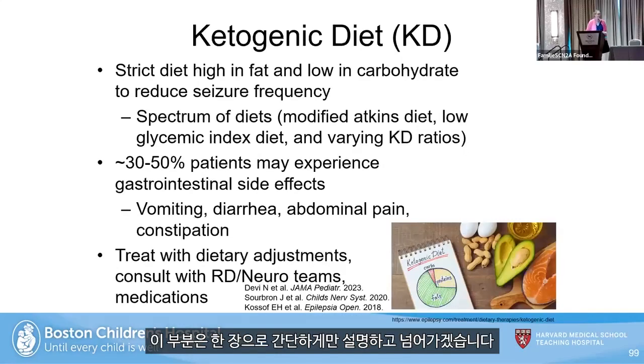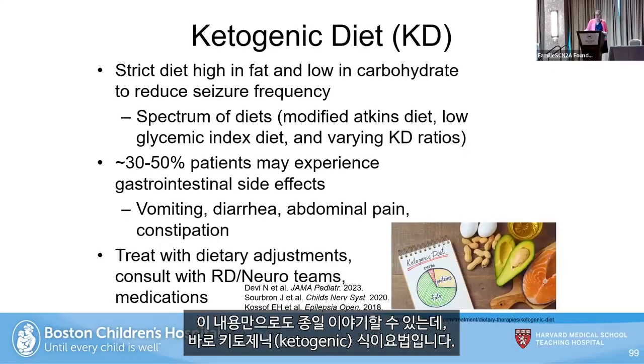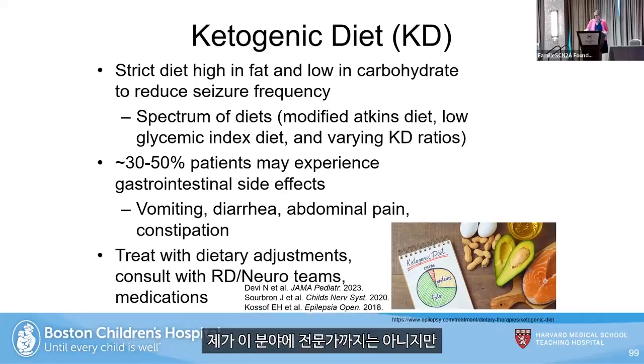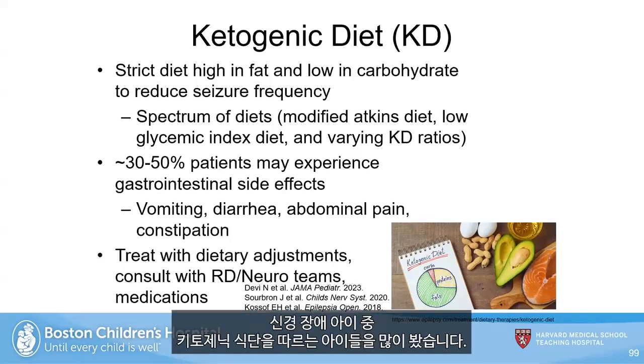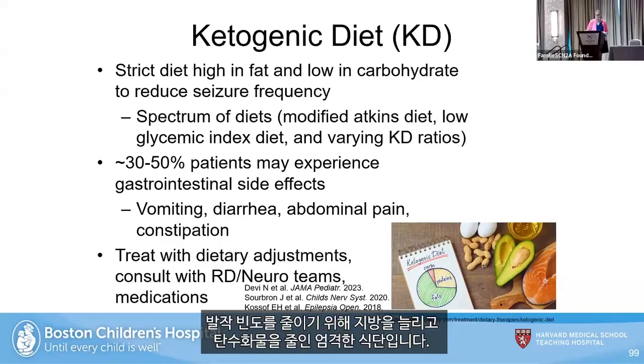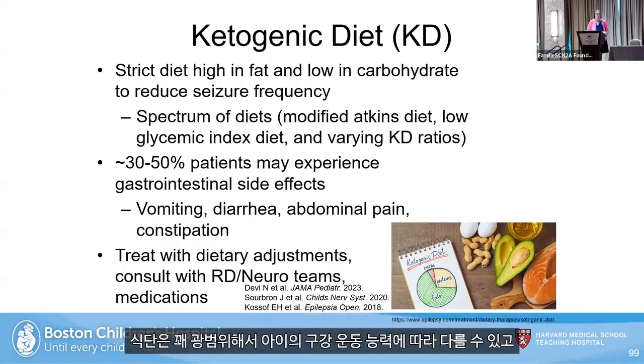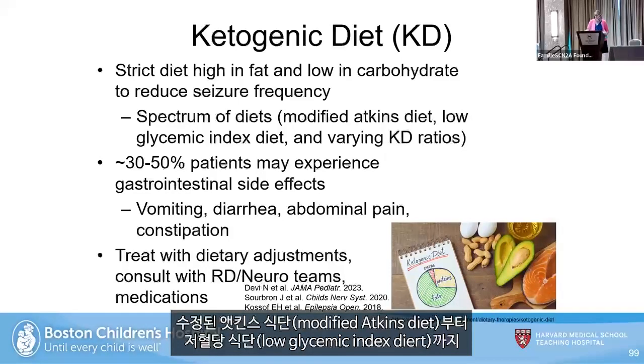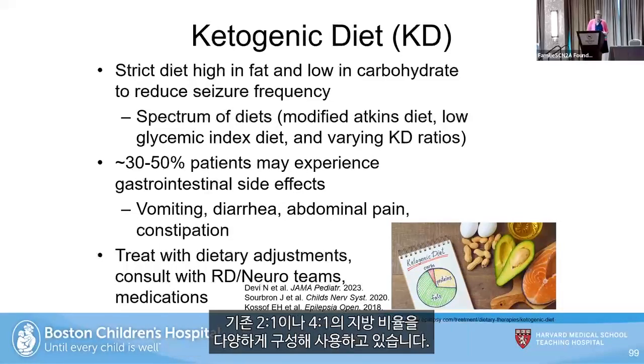Just one quick slide. This could probably be a talk in itself on a ketogenic diet. I don't consider myself an expert, but I see a lot of kids with the neuro team that are on ketogenic diets. This is a strict diet, high in fat and low in carbohydrate, to reduce seizure frequency. It's a spectrum of diets, and I think it depends on your oromotor abilities of what you can do. It can be anywhere from a modified Atkins diet to a low glycemic diet, and varying the classic ones that we think of, the 2-to-1, the 4-to-1 ketogenic diet ratios.